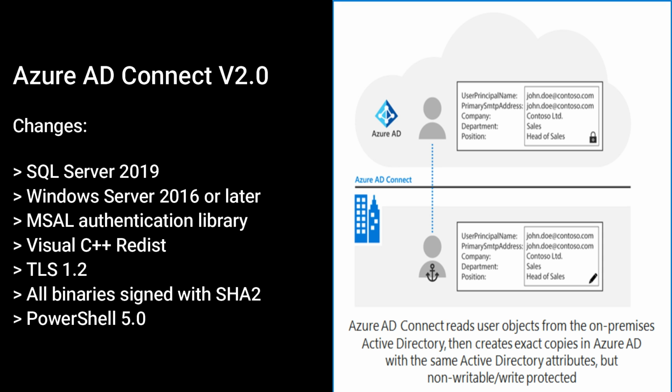V2 of ADConnect will only support TLS 1.2, so this needs to be enabled before installation if your server does not support TLS 1.2. There's an update to the binaries, signed now with SHA2, and also version 5 of PowerShell is required for ADConnect v2. Server 2016 and 2019 have PowerShell version 5 installed already by default.